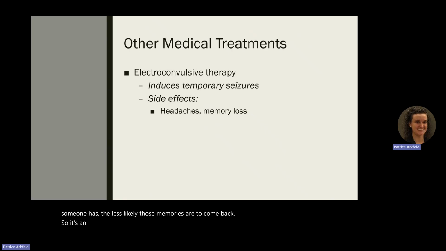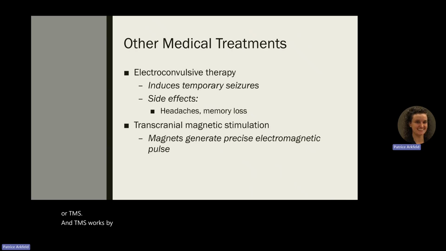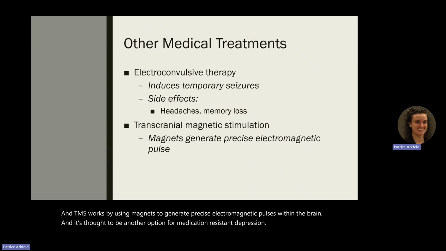So it's an option, but again, it's for severe treatment-resistant depression when we're talking about it. Another new treatment for depression is what we call transcranial magnetic stimulation, or TMS. TMS works by using magnets to generate precise electromagnetic pulses within the brain. It's thought to be another option for medication-resistant depression. It's not as effective as ECT though, but it does have fewer side effects.